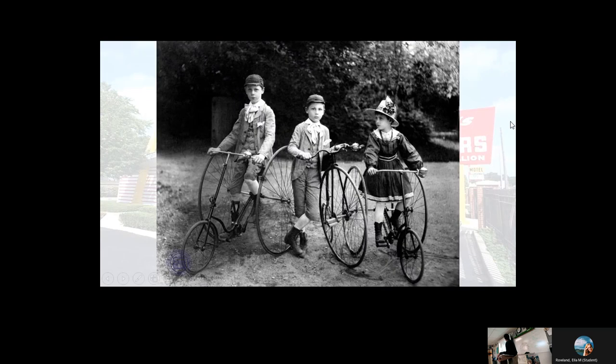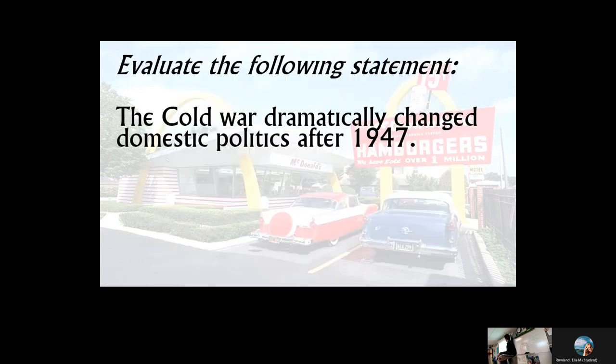So, as you can see from this lovable picture, children had bikes. I mean, this is the time it was here in the 1950s. And this could only mean one thing. It's time to write a thesis statement.